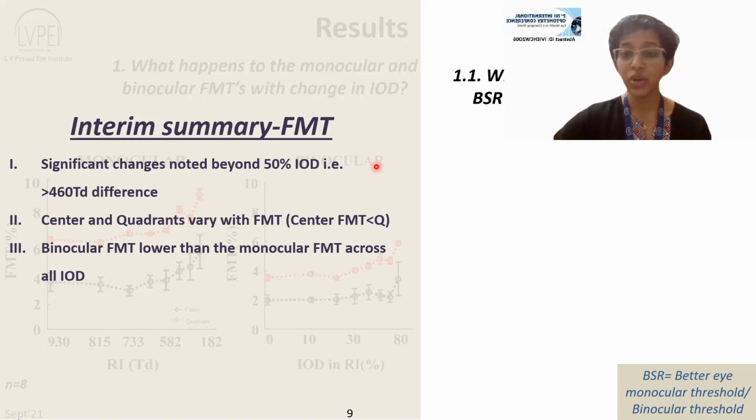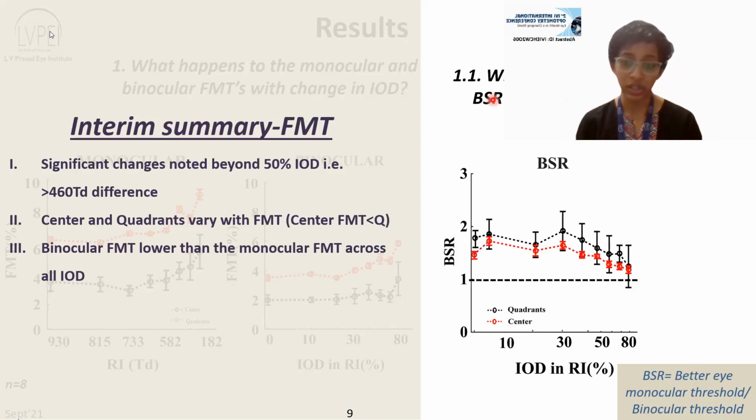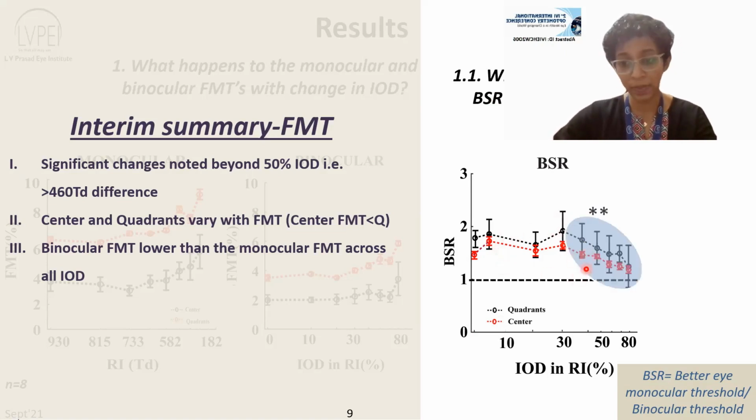The next outcome variable was BSR. What happens to the binocular summation ratio with a difference? As a function of interocular difference, how did this BSR vary? Again, center and quadrant over here, from 0 to 40% there isn't any change. There is a change, but there isn't any pattern coming out. But beyond 40%, there is a greater decline in the summation ratios, and there is inhibition also happening over here, and that was statistically significant as well.